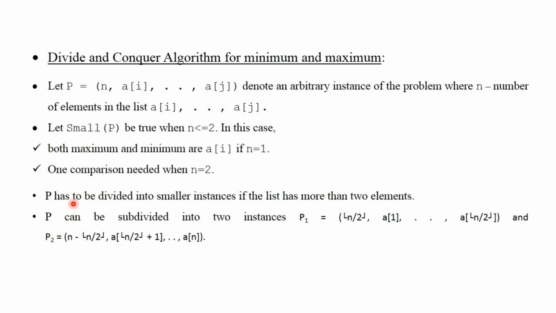If not, that means if n is more than 2, then we are going to divide the problem p into smaller instances. So we will divide equally into two parts. So first instance will be P1 with number of elements as n by 2, and the array starts from A1, A2 until A of n by 2. And similarly, another subproblem P2, the number of elements is n minus n by 2, and it starts from A of n by 2 plus 1. It goes on until the nth element, that is A of n.